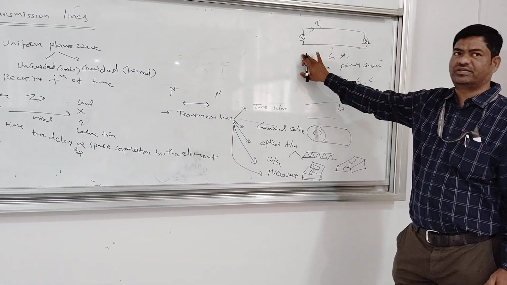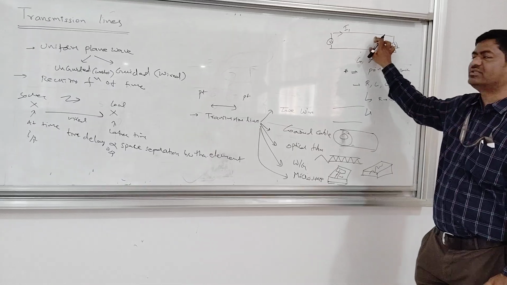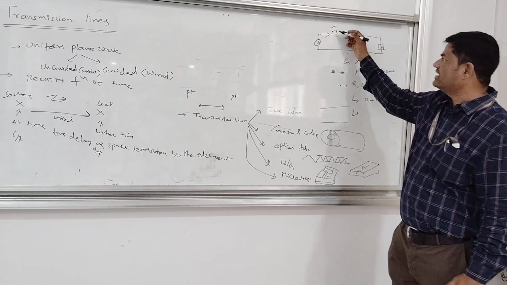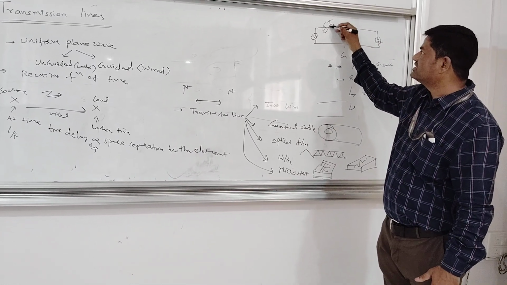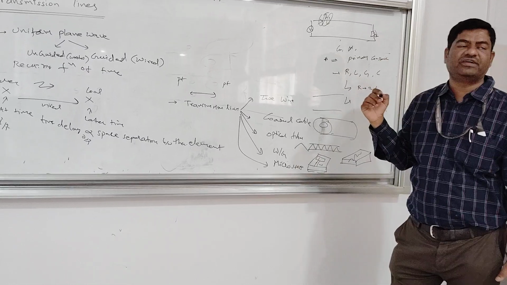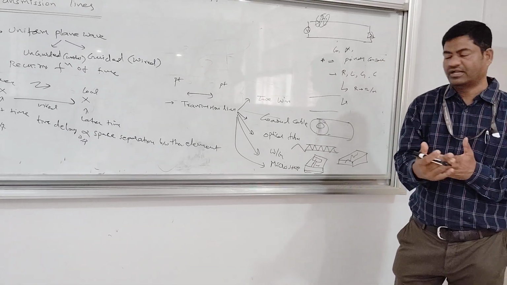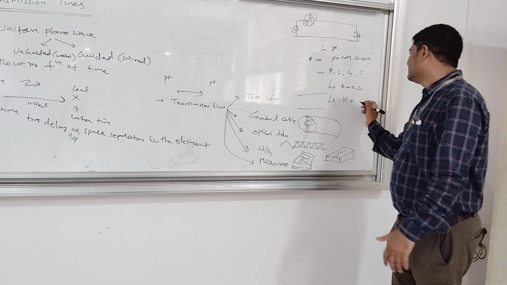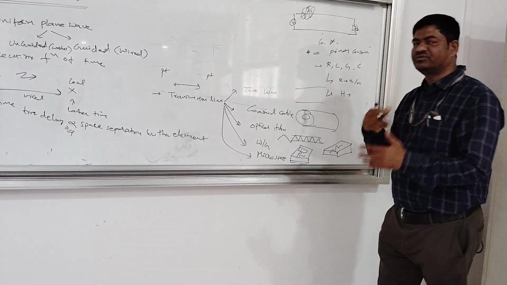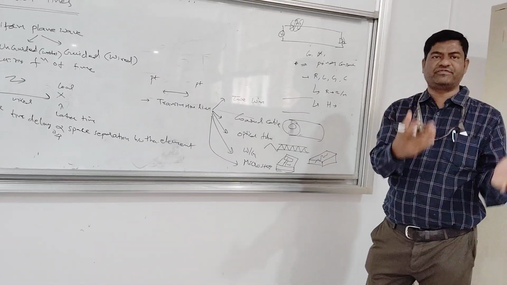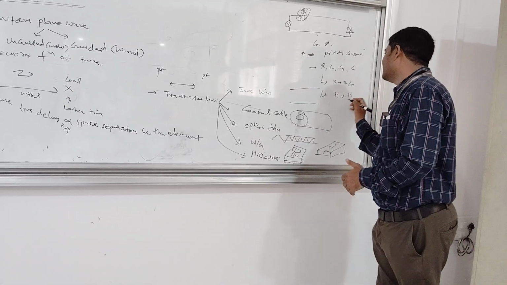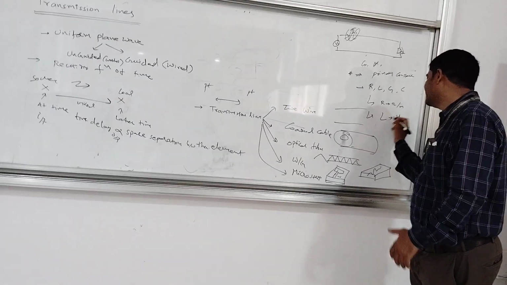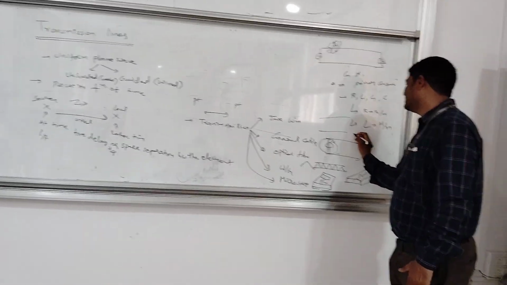Similarly, when I apply the voltage, current is transmitted through these conductors. Whenever there is a current carrying conductor, obviously we know that a magnetic field exists around the conductor. That magnetic field is stored in the form of inductance. That we call inductance, L, indicated in henry per meter.